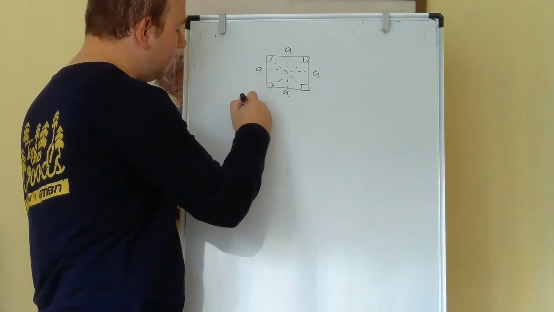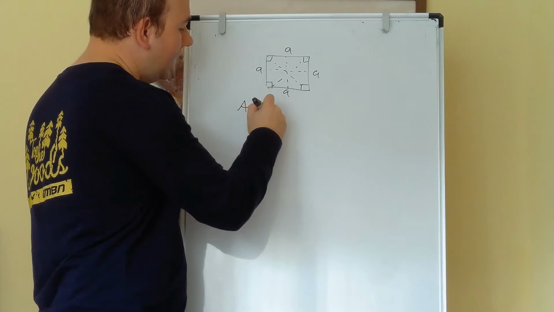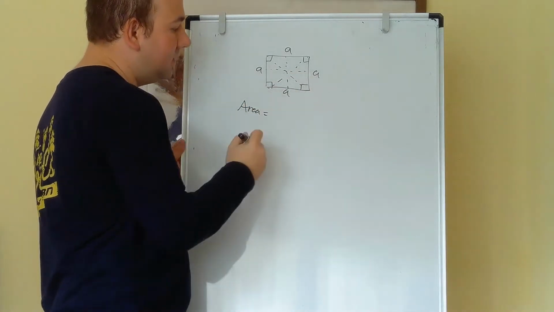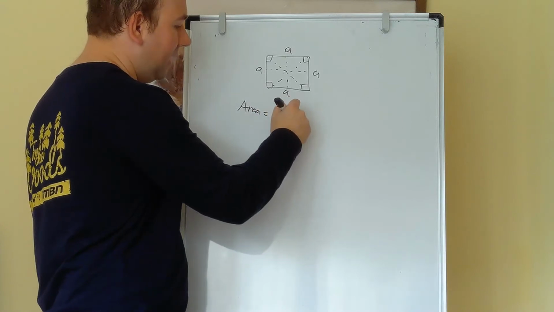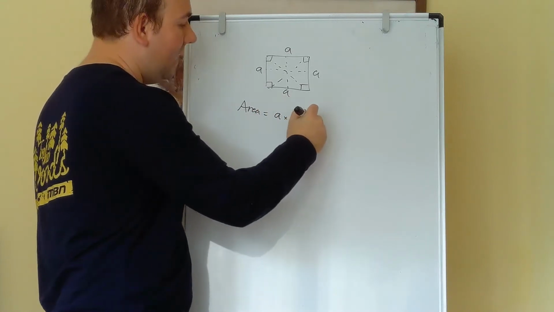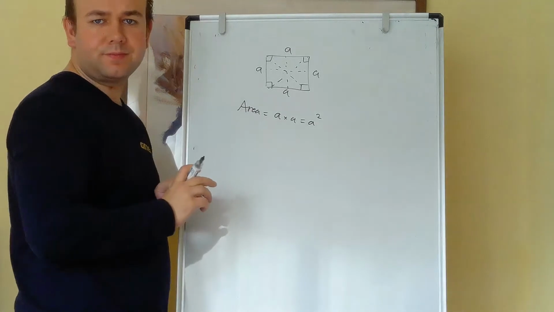And the area of the square is equal to the length times the height, which in this case will be A multiplied by A, or A squared.